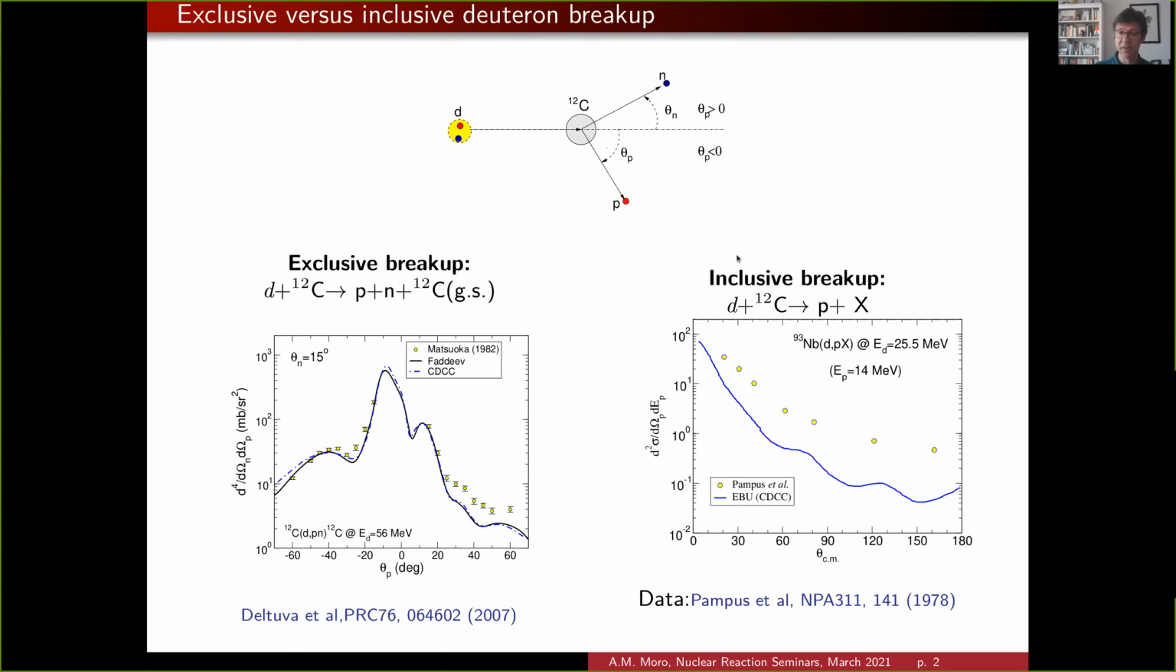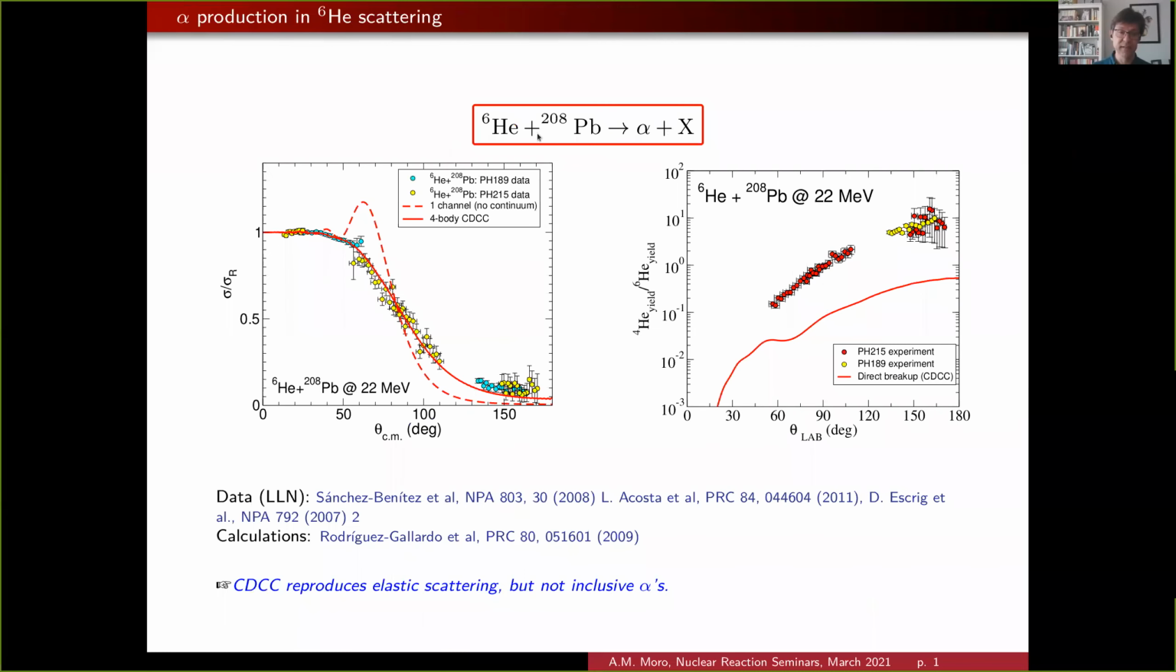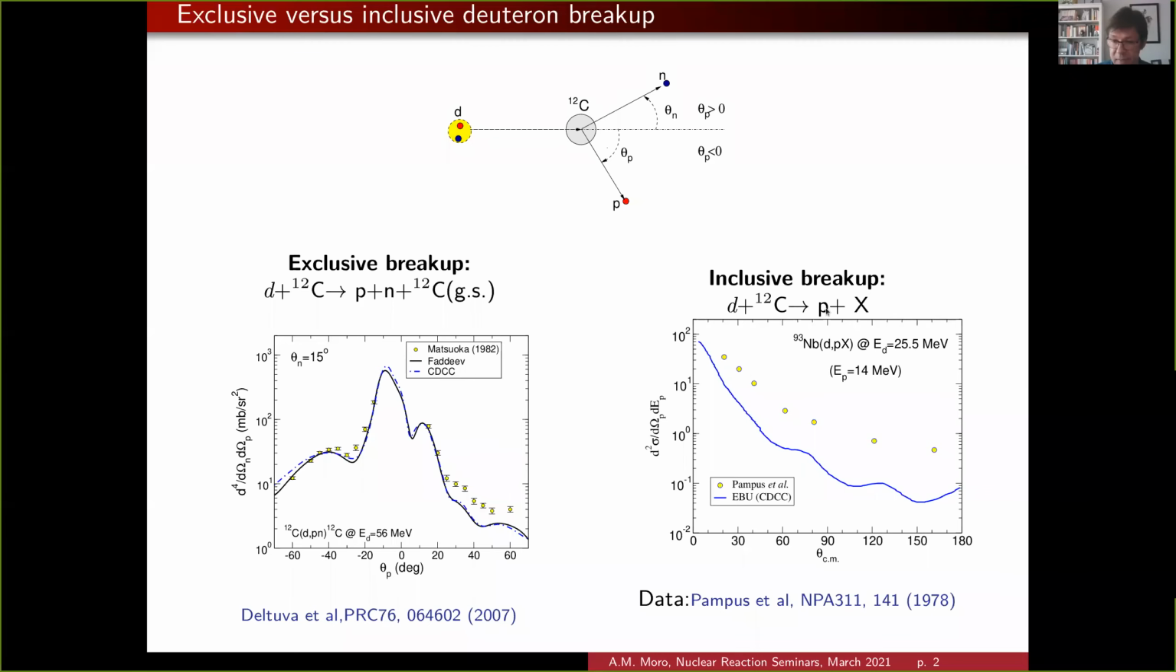But then again, when we looked at the inclusive data for this reaction, these data are for a different target, but it is essentially the same problem. The inclusive proton angular distribution was completely underpredicted by the CDCC calculation. So we are again in a situation that is qualitatively similar to the one that we found for helium-6, but for a much simpler case, the deuteron, which is something that we can handle much better.